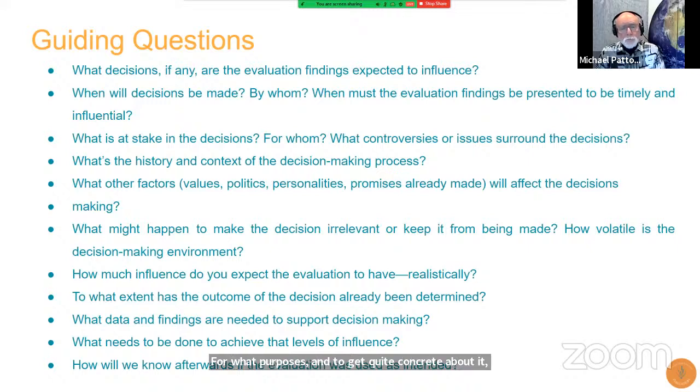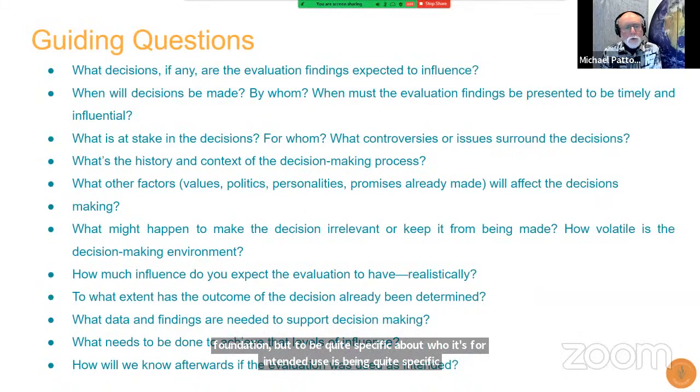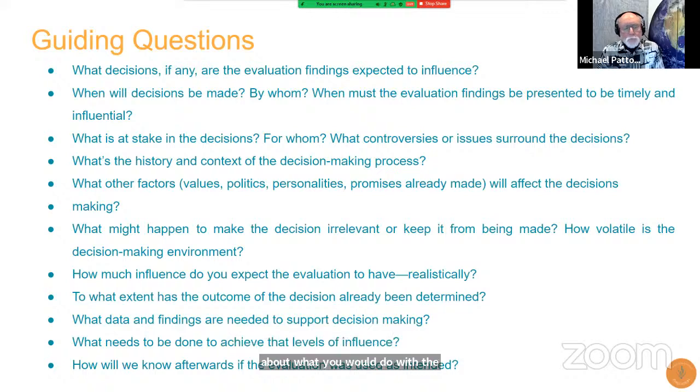In the same way that last time we made the point that when we're dealing with intended users, it's not just saying it's for the organization or it's for Congress or it's for an agency or it's for the foundation, but to be quite specific about who it's for. Intended use is being quite specific about what you would do with the information.